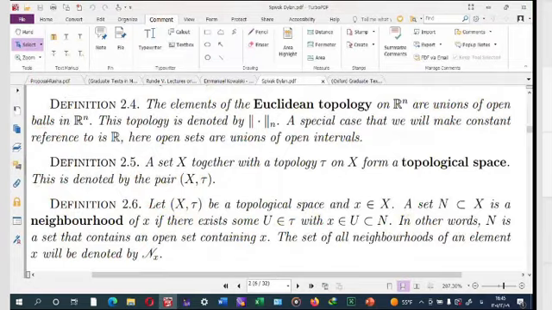So the Euclidean topology on R to the power of n is a very important topology. And we have this definition: a set X together with a topology tau on X forms a topological space. This is denoted by the pair X and tau. So if tau is a topology on X, we say this ordered pair is a topological space.